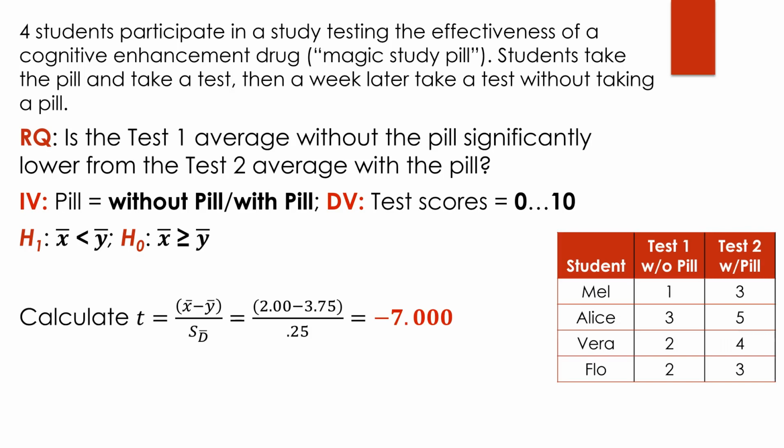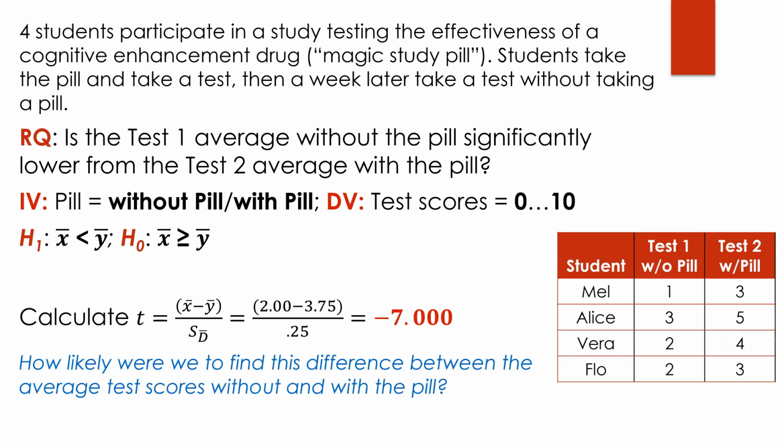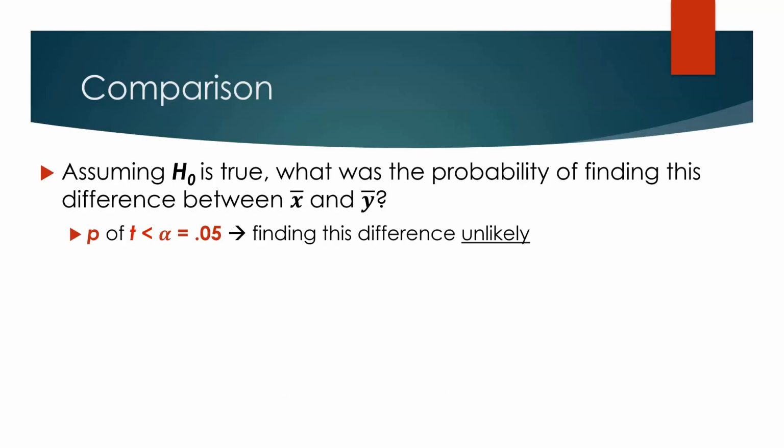Then we calculate our t-score, which we already did here, so we have -7. And the question we have to answer is, how likely were we to find this difference between the average test scores without and with the pill? Was it likely that we'd find this assuming that test 1 would be greater than or equal to test 2? Or was this unlikely to find, assuming that? Okay. So if the probability of t is less than 0.05, then finding this difference would be unlikely.